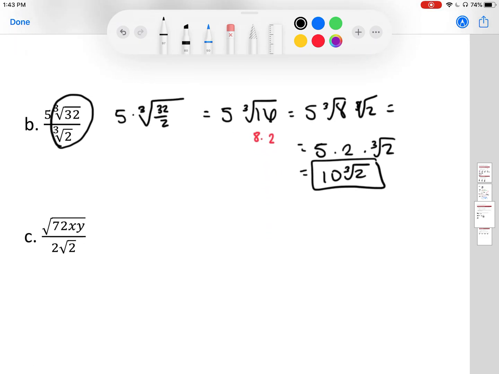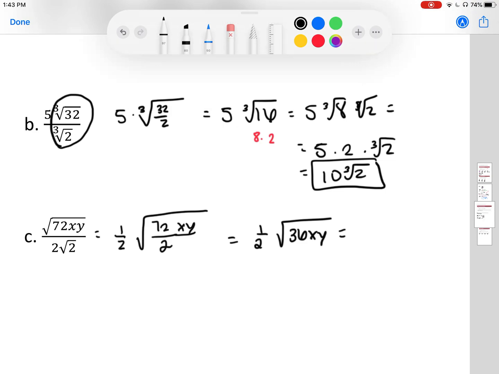Next one. Let's begin by trying to divide 72 by 2. Or let's write this under one same radical, so that I have 1/2 times the square root of 72 divided by 2, xy. Okay, well 72 divided by 2 is 36. So I have 1/2 times the square root of 36 xy. The square root of 36 is 6. So I have 1/2 times 6 times the square root of xy. 6 divided by 2 is 3. So I have 3 square root of xy.